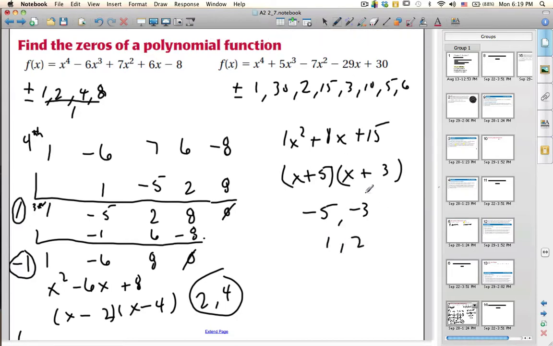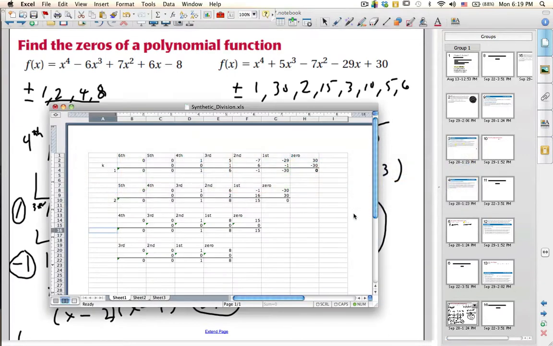One and 2. Those are my 4 solutions. Okay, so if the tool helps you, now let's be practical. I've given you a tool so you can do your homework a little faster, so this sheet can help you do that. It'll help you find zeros really quickly.